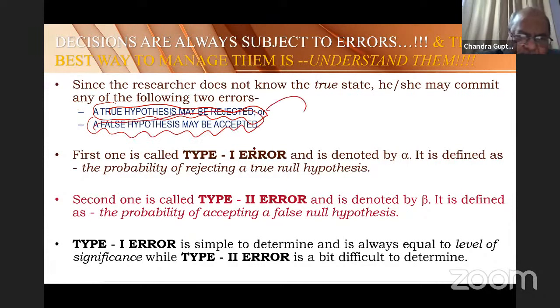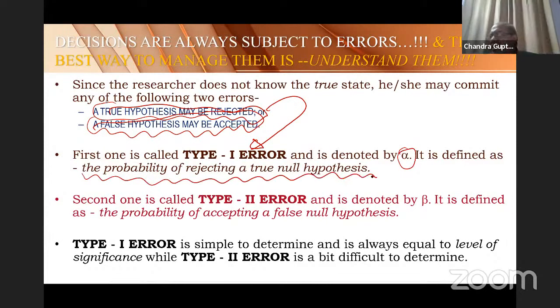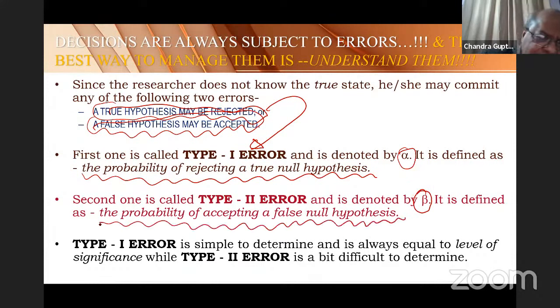The first one is called type 1 error, and it is represented by alpha. It is defined as the probability of rejecting a true null hypothesis. Type 2 error is represented by beta, and it is defined as the probability of accepting a false null hypothesis. Type 1 error is simple to determine and is always equal to the level of significance, while type 2 error is a bit difficult to determine.